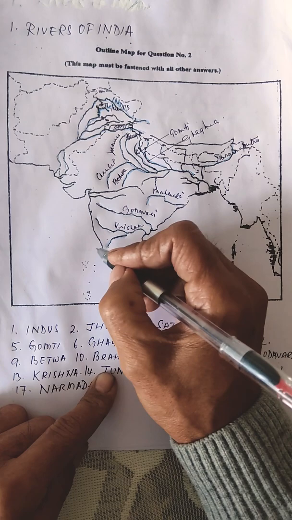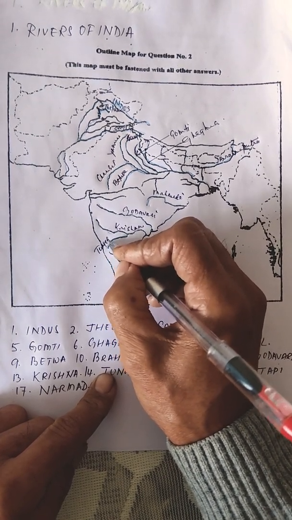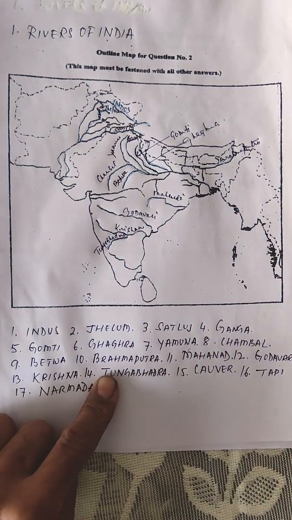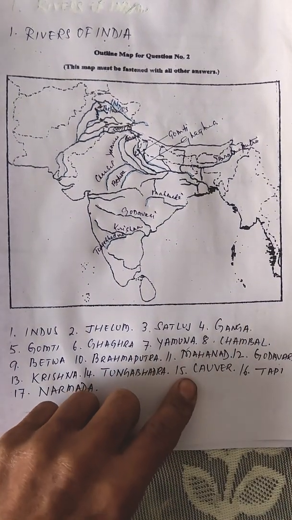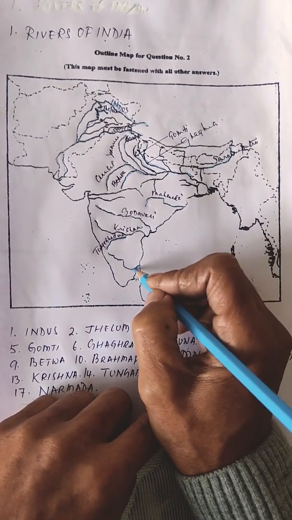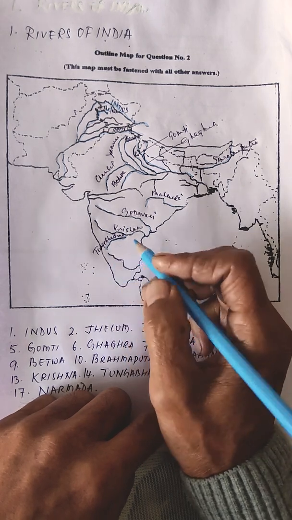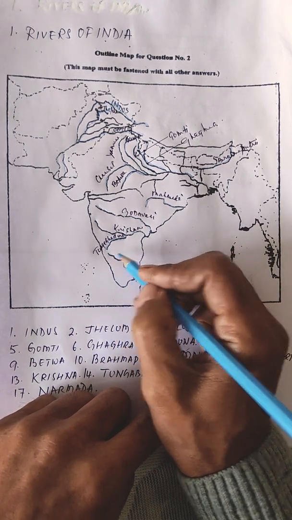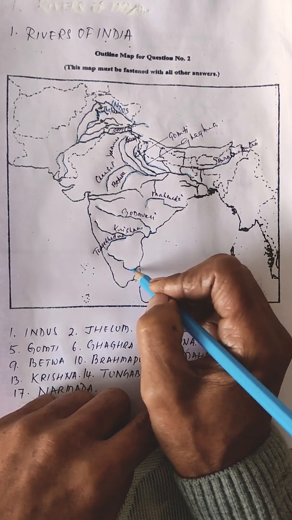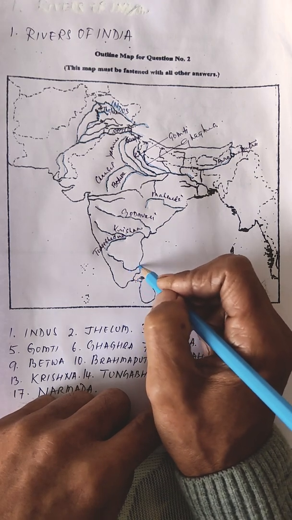So I can write the name here, Tungabhadra. Tungabhadra. Okay. Next river is Kaveri, the very famous river of South India. Okay, so it is starting from Karnataka, then finally it flows through Tamil Nadu.